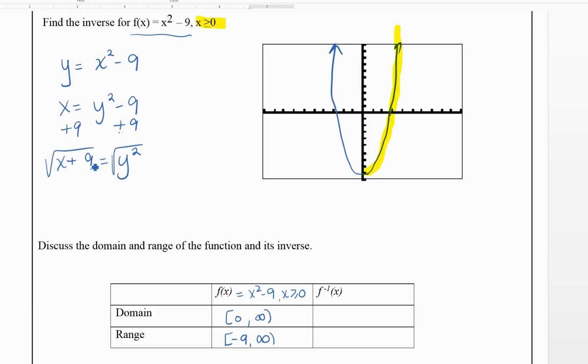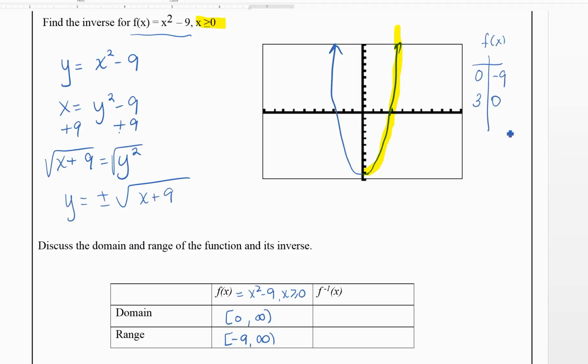Now normally when you take the square root, we're going to get y equals plus or minus the square root of x plus 9. But we only want one of these. We only want either plus or minus. So real quick, let's look at our function f of x and just talk about a few points. Well, we have 0, -9. We have 3, 0 is another one.